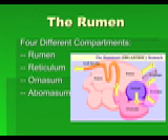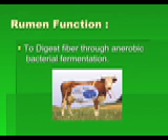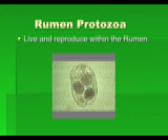The ruminant stomach is composed of 4 different compartments: the rumen, reticulum, omasum, and the abomasum. Feed travels through the esophagus into the rumen, which is the first of the 4 compartments. The function of the rumen is the digestion of fiber through anaerobic bacterial fermentation. These anaerobic microorganisms live and reproduce within the rumen.